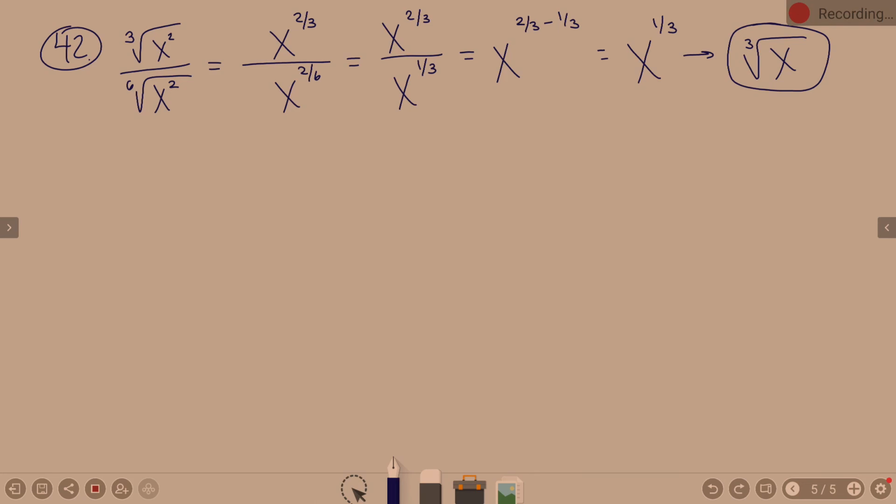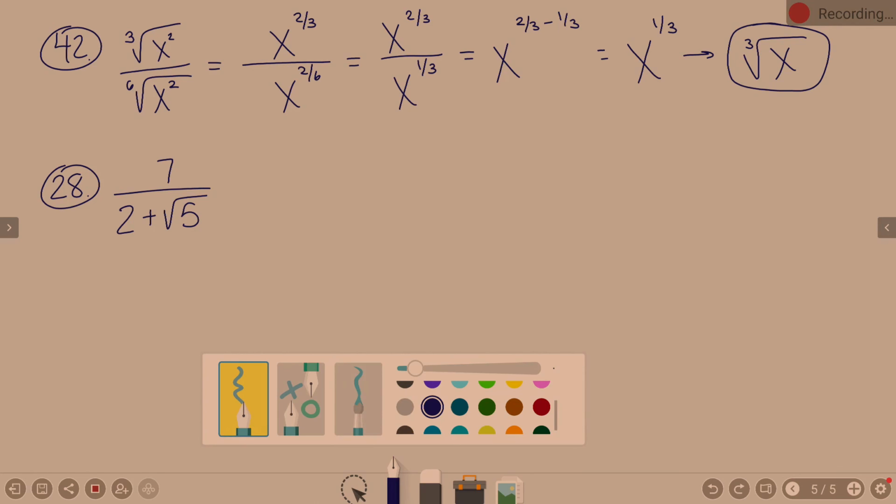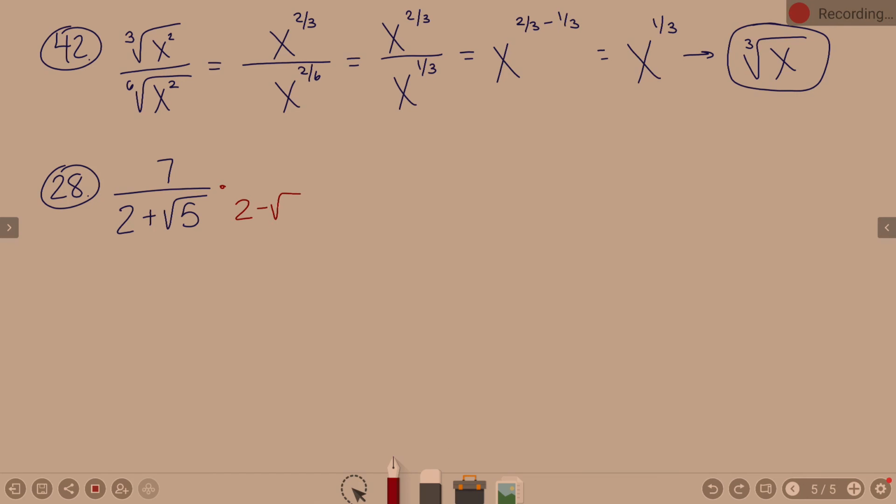Okay. Good things to practice. Do I have time? Do we remember how to rationalize on something like 28? Do you remember how to rationalize something like that? Yeah. I'm going to have to multiply by the conjugate of the denominator. What is the conjugate of 2 plus the square root of 5? 2 minus the square root of 5. Good.